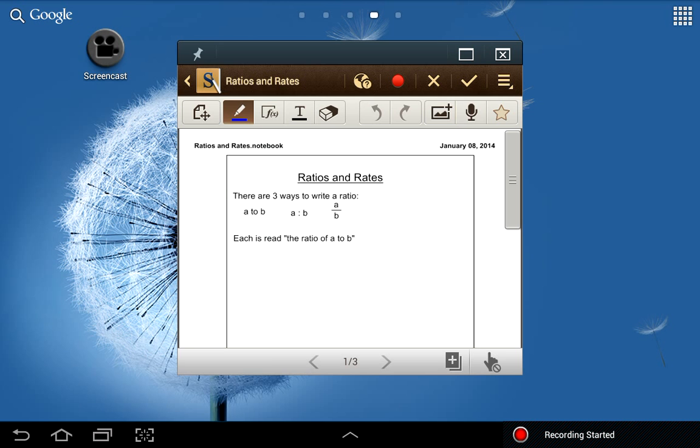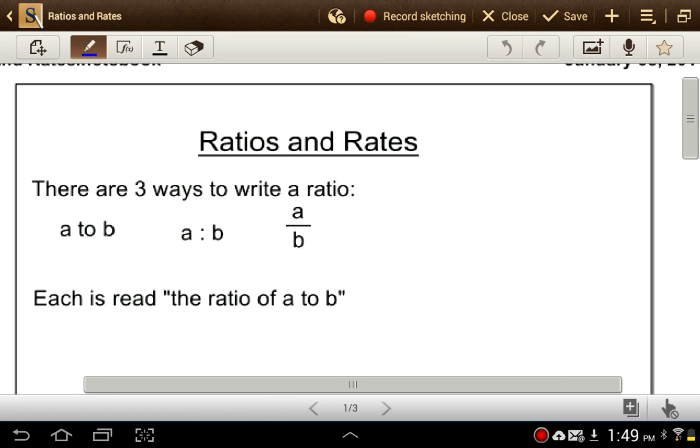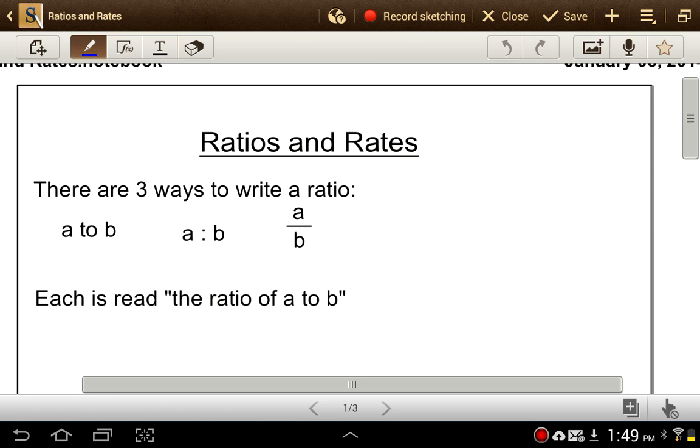Okay guys, here we go with our video today. Today we're going to be talking about ratios and rates. So we did some definitions today, so you guys might want to reference those definitions as we're working.